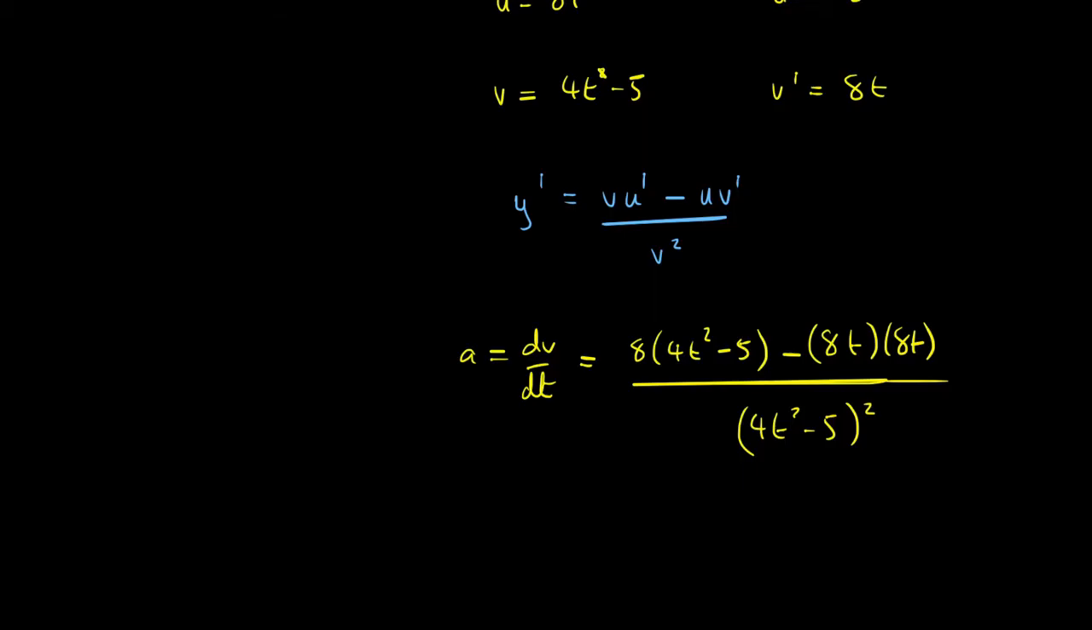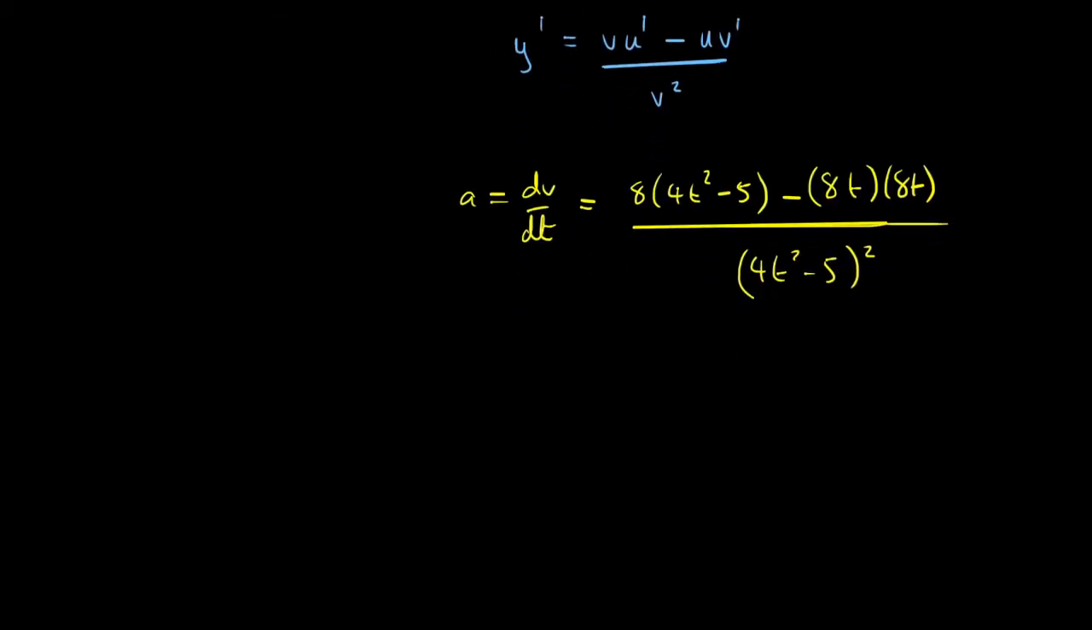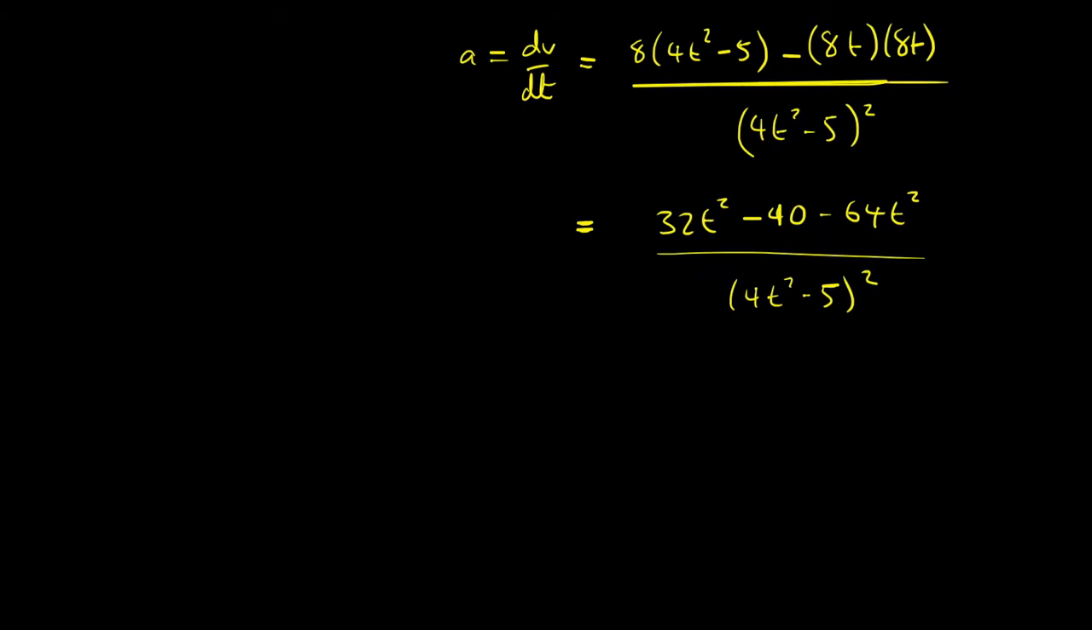Now, the mark scheme actually just accepts that as an answer, but I think in general it's a good idea for us to practice simplifying things. So let me just do that. We're going to expand out the bracket. So we're going to get 32t² − 40 − 64t², all divided through again by (4t² − 5) all squared. And if we were to simplify that, we get, beg your pardon, (−32t² − 40) all over (4t² − 5) all squared.